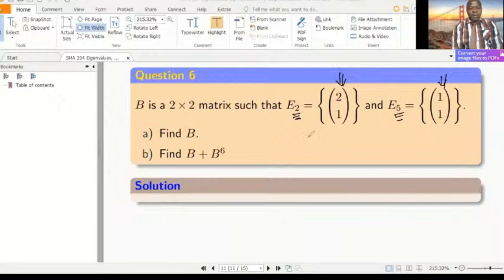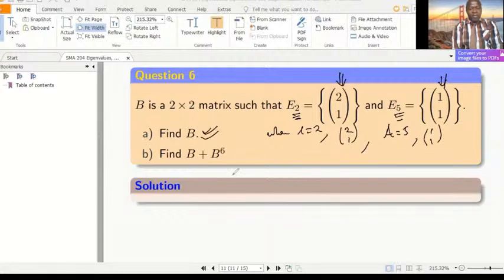So they're just telling us that when the eigenvalue is 2, the corresponding vector is (2, 1). And when the eigenvalue is 5, the corresponding eigenvector is (1, 1). And the question is: find this matrix P.